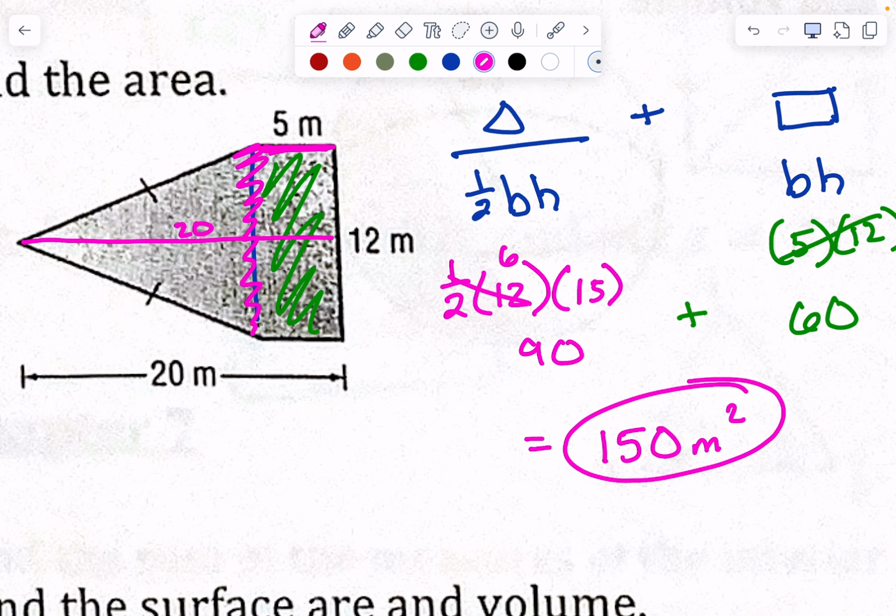It's two shapes shoved together, so we just add them, right? We cannot. Sorry. You just do them individually. Add them together. Yep. Okay?